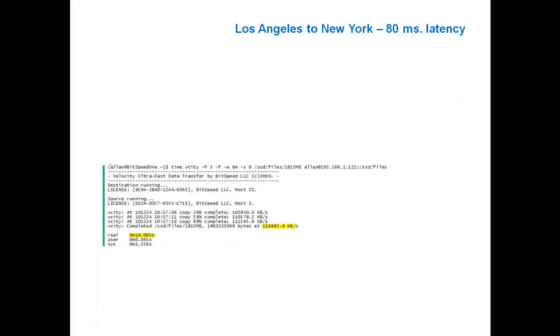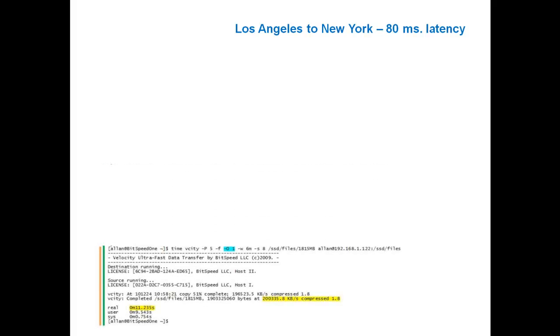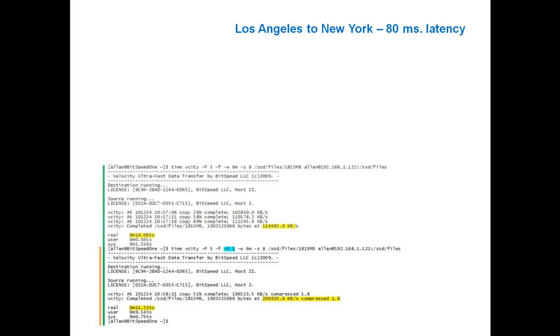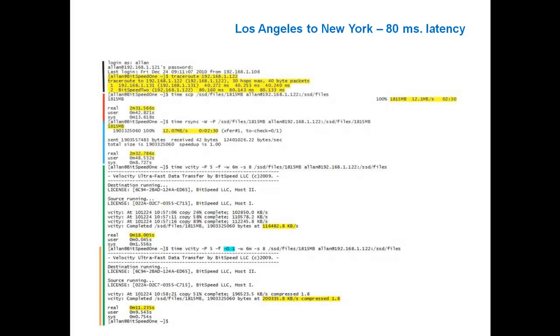Velocity, over the same connection and latency, completed the transfer of the same file in just 18 seconds, running at 114 megabytes per second. Then, using the compression option of Velocity, the same file transfer completed in just 11 seconds, running at 196 megabytes per second.